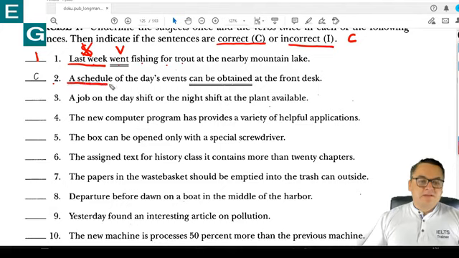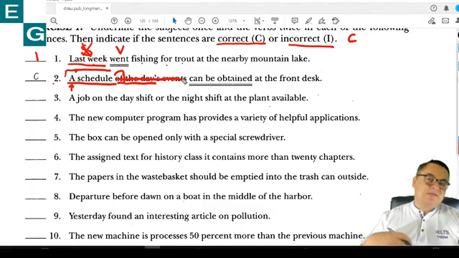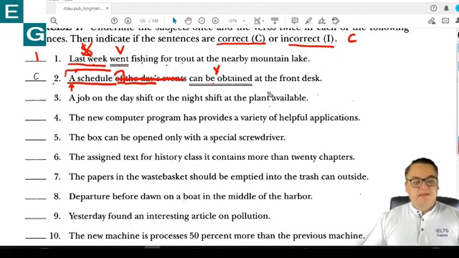A schedule. This, a schedule, is going to be my subject. It begins with the article. Then I have a preposition. If I have a preposition and a kind of subject after it, I can delete it because that is not going to be the subject of my sentence. That is not what I am looking for. I'm now looking for the verb. This is the verb. So this sentence is correct: a schedule can be obtained at the front desk.